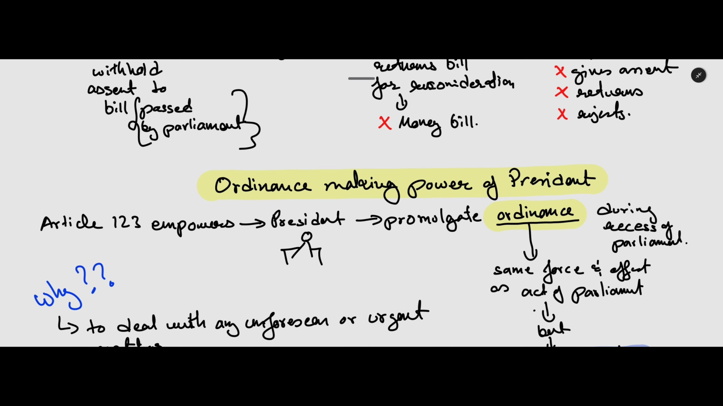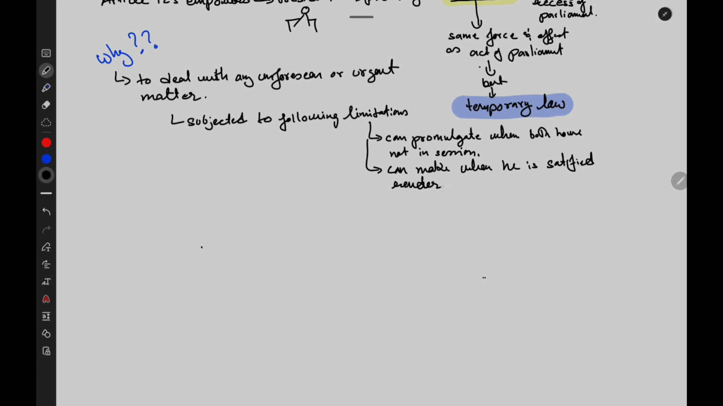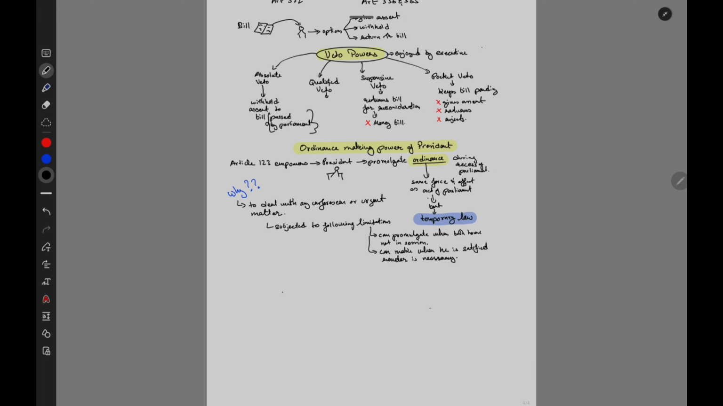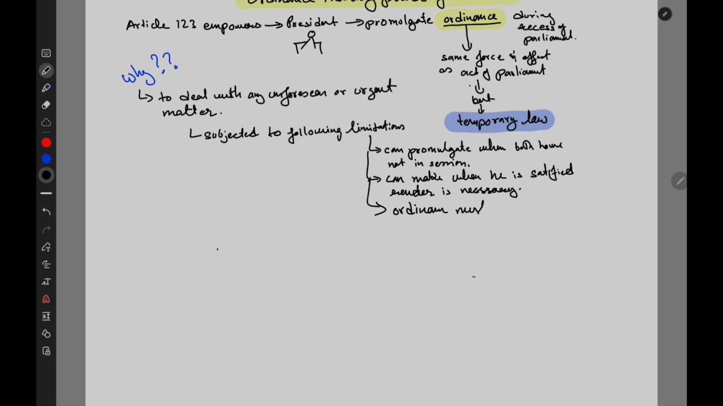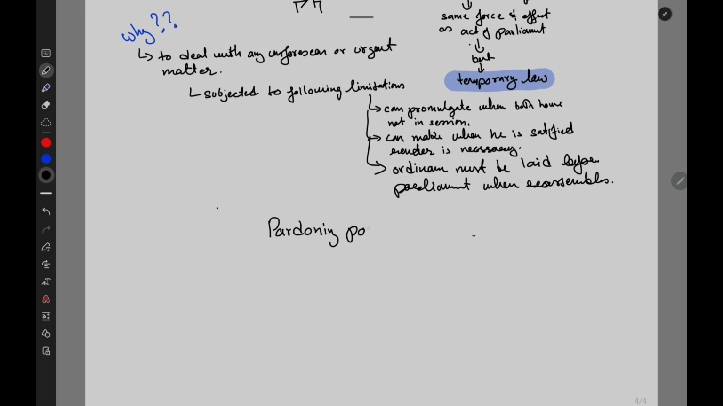Article 123 empowers the president to promulgate the ordinance during the recess of the parliament. This ordinance has the same force and effect as an act of the parliament. Why is ordinance making power given to the president? It is given to deal with an unforeseen or urgent situation, subject to the following limitations: it can be promulgated only when both the houses are not in session, when he is satisfied that it is necessary, and the ordinance must be laid before parliament when it reassembles.